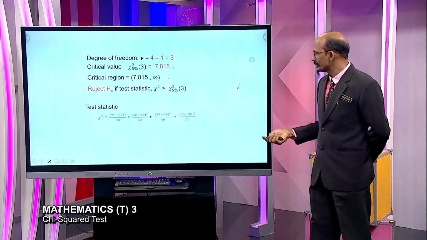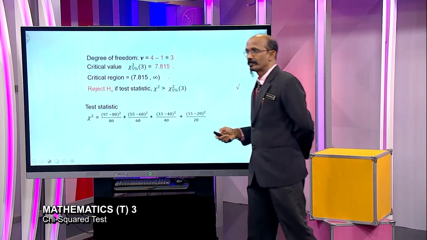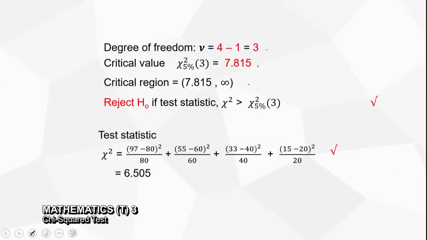Then we calculate the test statistic using the formula. Using this formula is much easier. We calculate and get the answer 6.505. That finishes our calculation part, so now we make the decision.